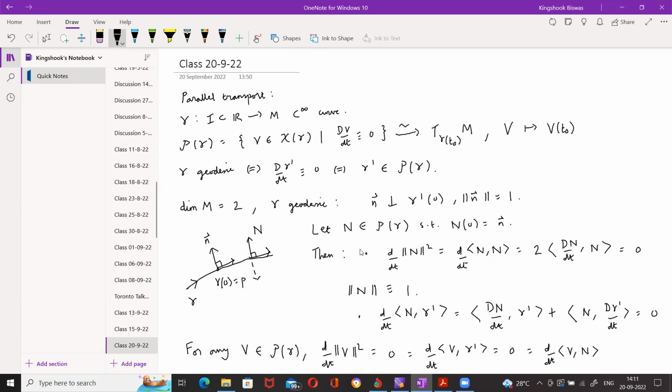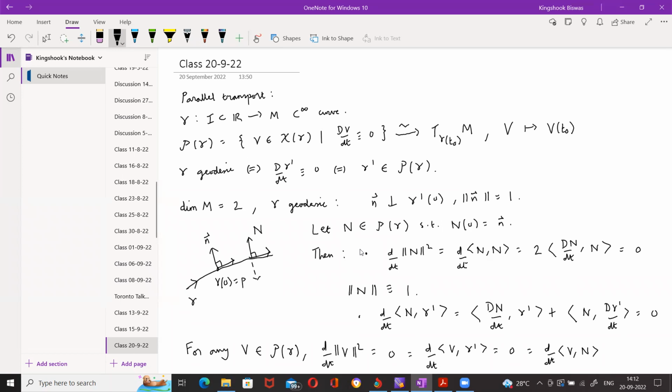Okay, by the same calculation as above, right? So what does this mean? This means that v has the same length, and with respect to gamma prime and n, these form an orthonormal basis at each point along the curve. So these inner products are just the coefficients of v with respect to this orthonormal basis. So these coefficients are the same.